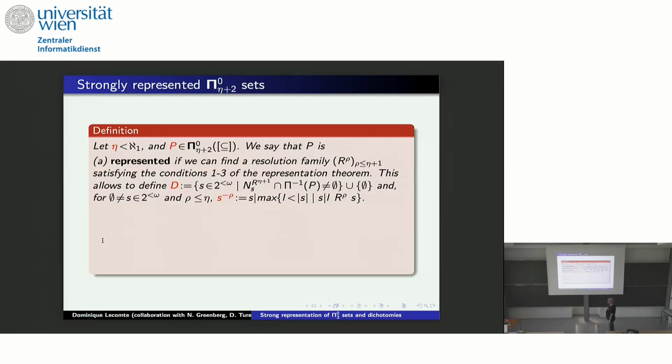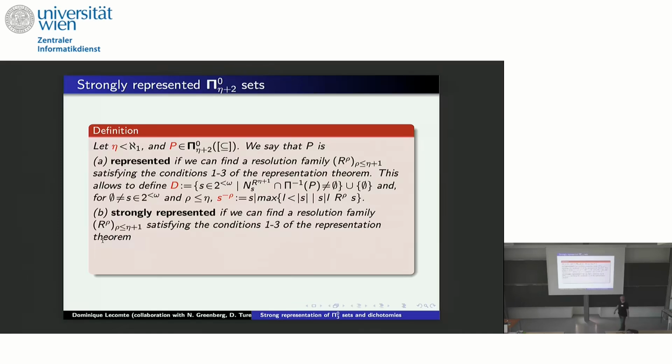And the good news is that for 3 colorings, at least, it's possible. So this leads to this extra condition that gives strong representation. Again, P is strongly represented if we can find a resolution family as before, with an extra condition, which precisely talks about the difference between the most recent past and the oldest past. So if these two coincide, we have no problem. But if they are different, we have to say something. So there is a first part: S cannot be in D, and so it cannot be part of the representation of a guy in P.